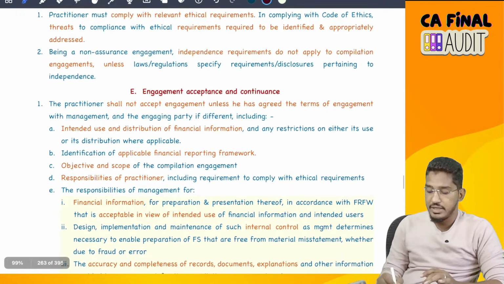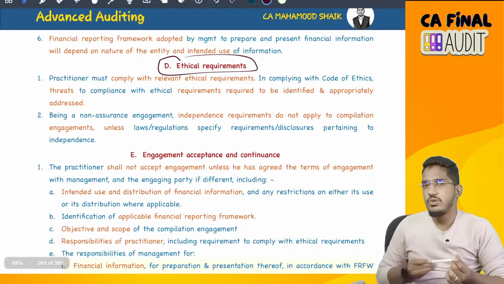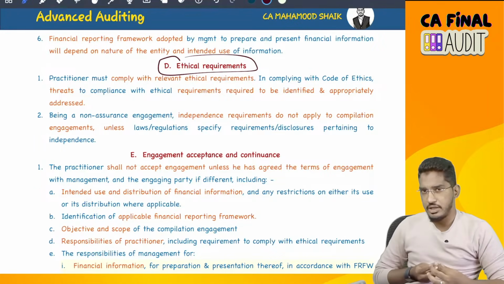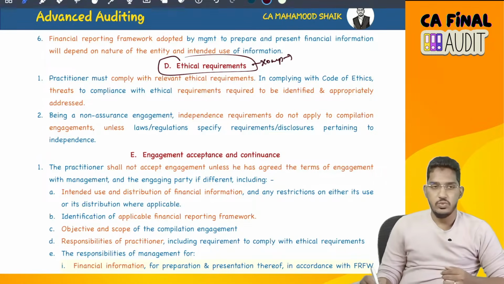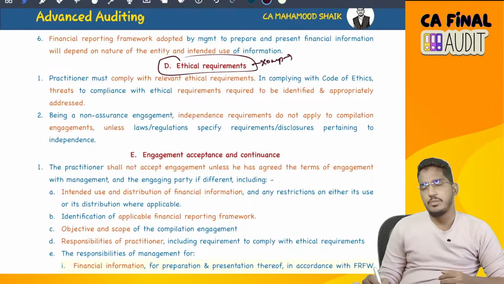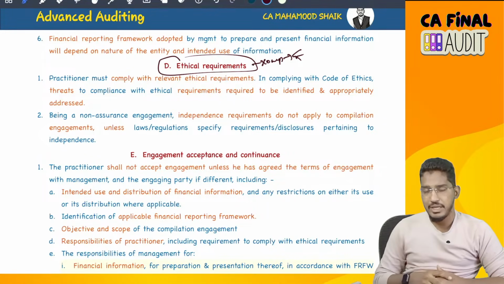Now, talking about ethical requirements. Like in the case of agreed upon procedures, we said that the practitioner should comply with ethical requirements. Do you think even in compilation engagements there is a requirement to comply with ethical requirements? Yes. Here also you need to comply with the ethical requirements: integrity, objectivity, confidentiality, all those things you have to comply with. Is there any requirement of independence here?